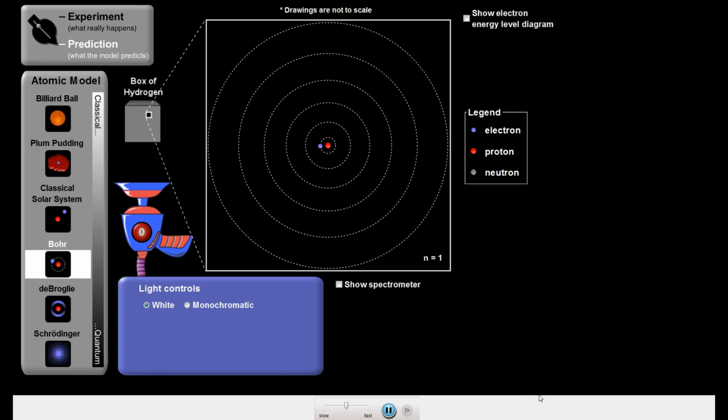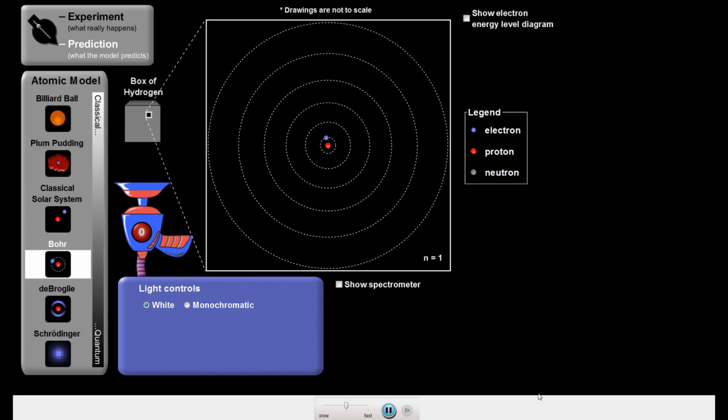This is a simulation of a model of the atom called the Bohr model. And what you're seeing right now is the middle red particle is a proton, which is positively charged. And the circling particle is an electron, which is negatively charged.